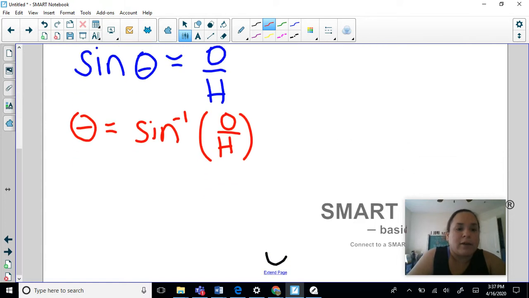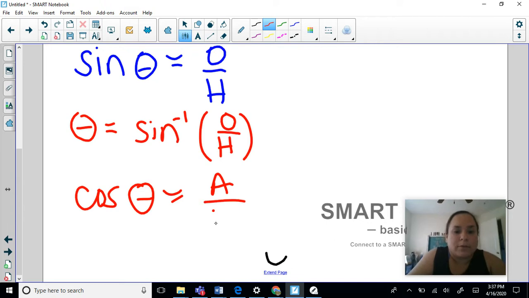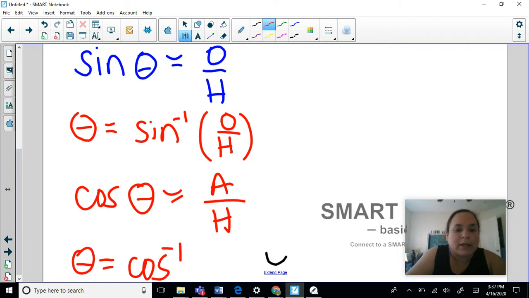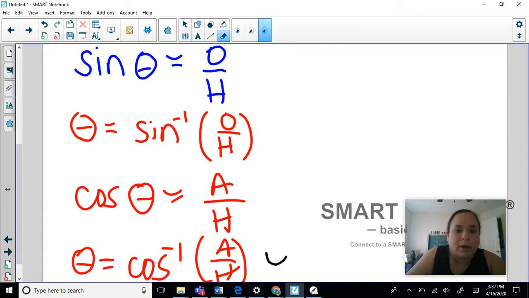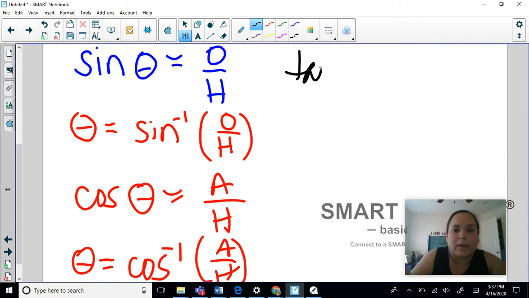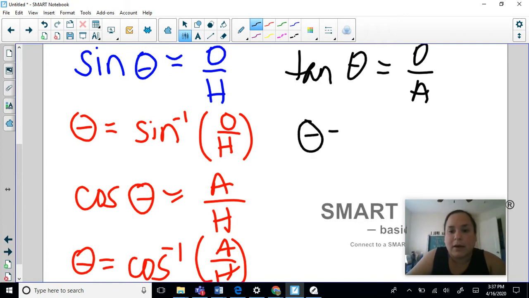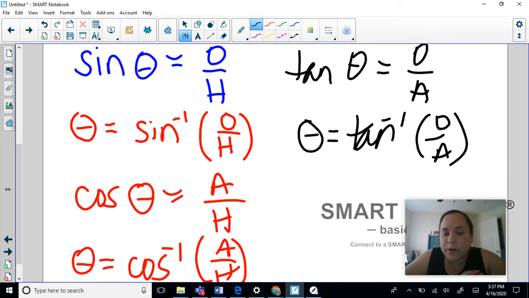Now, if you do that to cosine, theta equals adjacent over hypotenuse, and that becomes theta is equal to cosine inverse of A over H, okay? And then when we're dealing with tangent, that's opposite over adjacent. So when we're trying to get theta, we're going to have tan inverse of O over A, okay? And that's pretty much the gist of it.